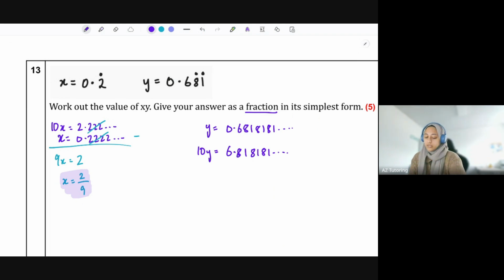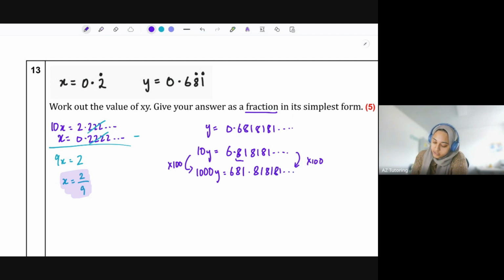Now I need another number to minus it from, but I need the recurring number to be the same. So I can't just times this by 10 again because only the 8 will come up and then the 1 will come up and it just messes up the pattern. So I need to times it by 100 from here to bring two numbers up. So I get 10y times 100 is 1000y equals 681.8181... The 81 recurs, so you can see the recurring number is exactly the same. So I'm happy with that.